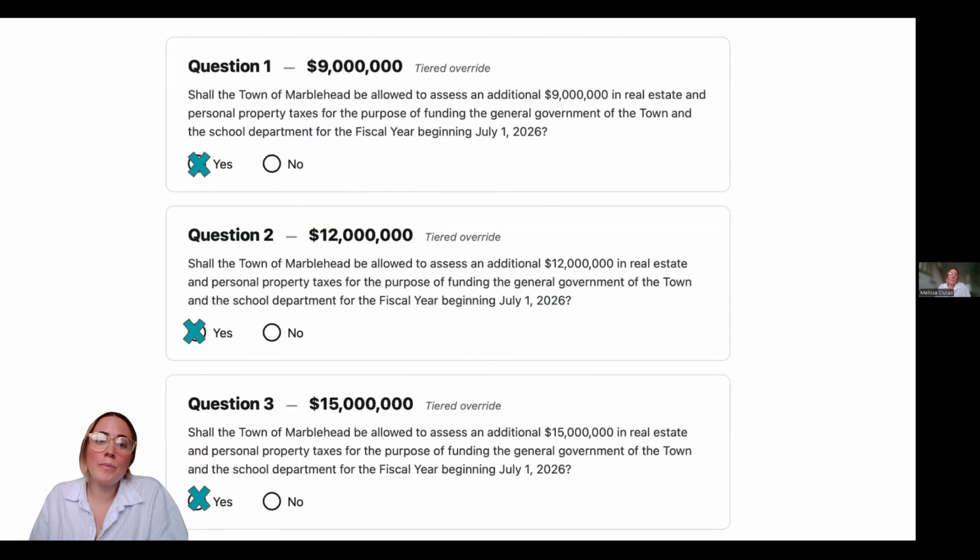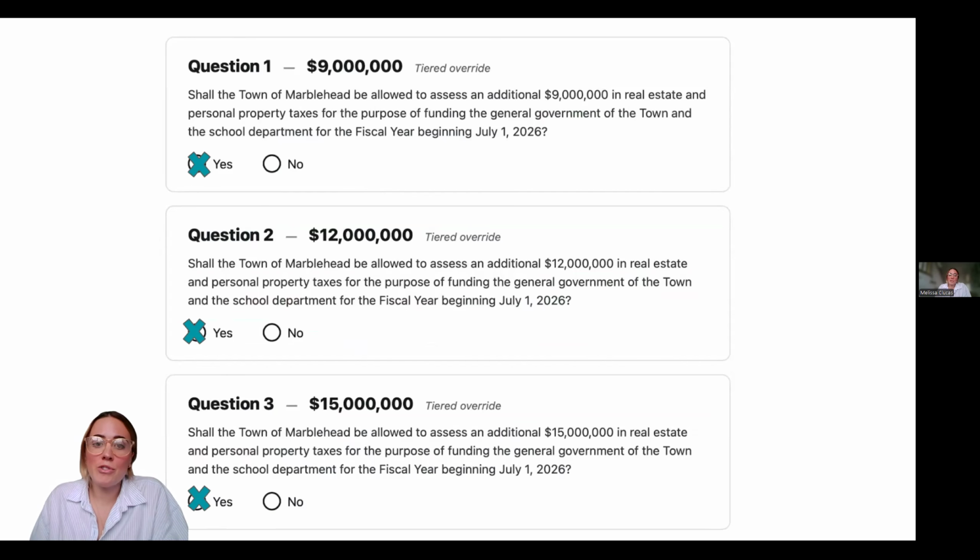So how should you vote? If you're supportive of the $15 million override, vote yes on all three questions. This throws your support behind your choice, Question 3, but also behind Questions 2 and 1, so that if any of the overrides fails, you voted for a backup option.